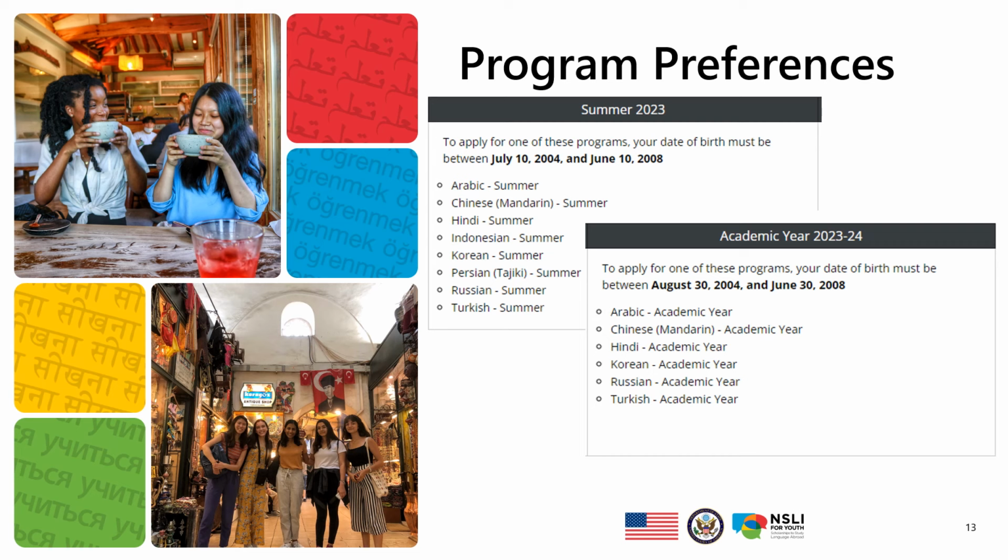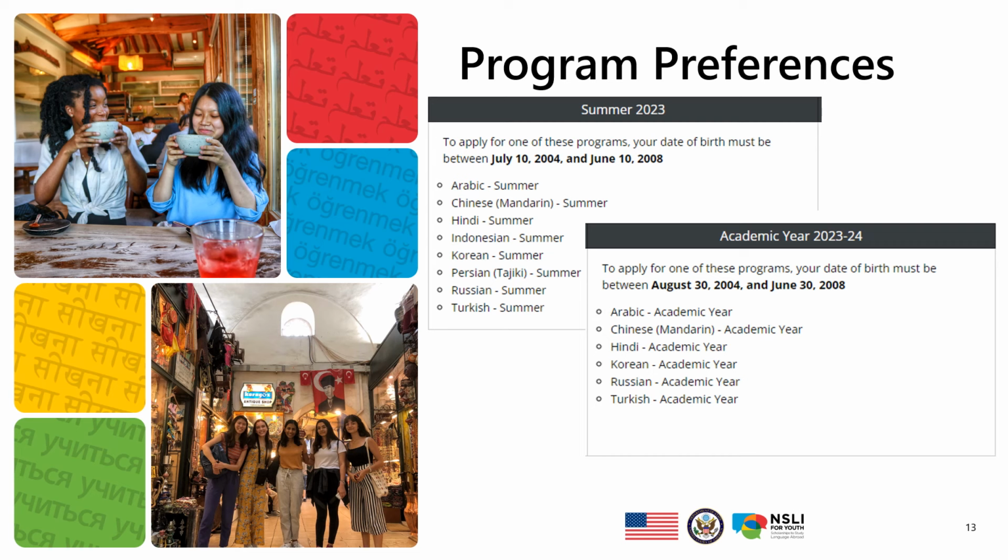NSLI plans to offer summer programs in 8 languages and academic year programs in 6 languages. Refer to the chart to review which languages are being offered for 2023-2024. Note that there will not be an academic year program for Indonesian and Persian. Programs are expected to take place in person if conditions allow.